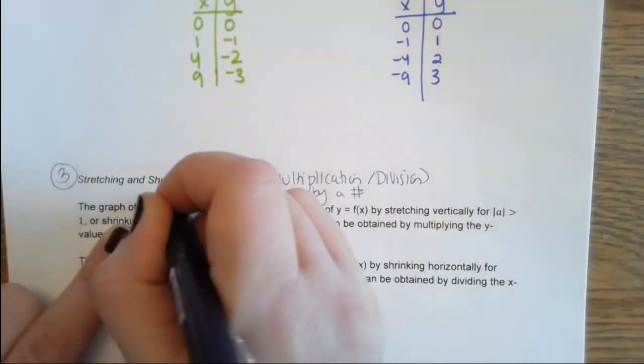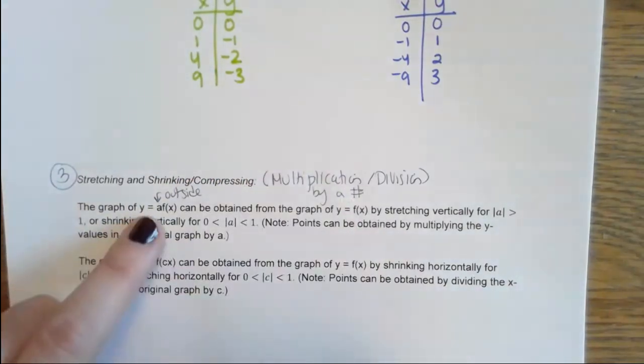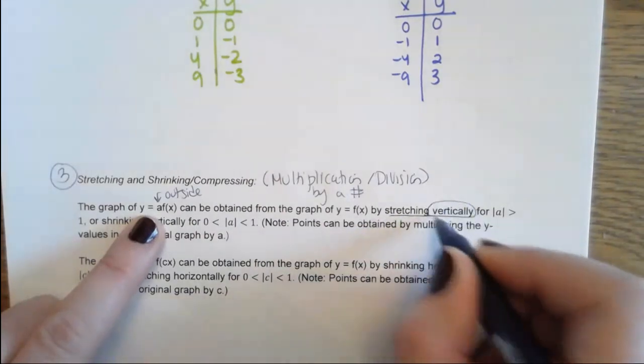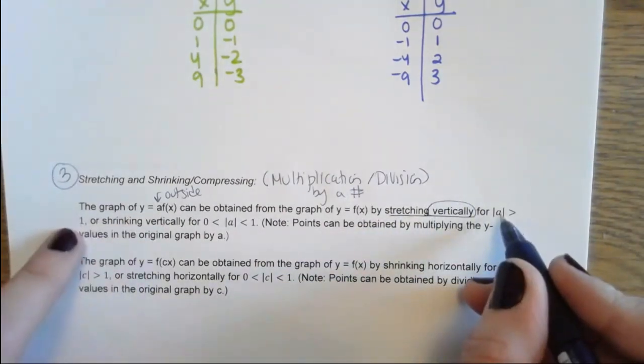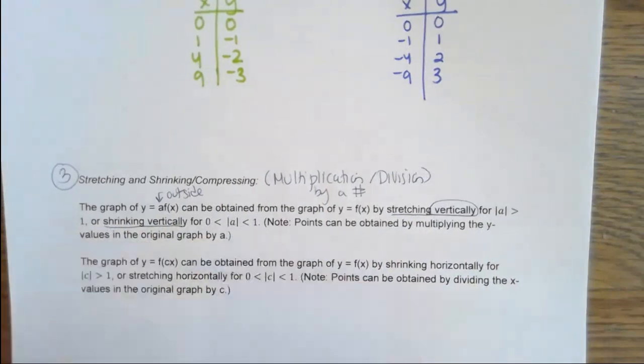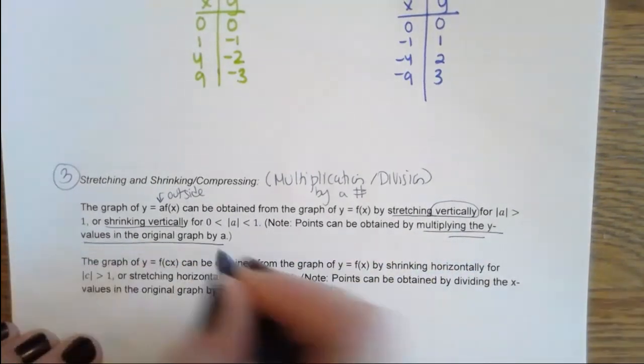You can have, again, outside changes or inside changes. So if the change is on the outside, then what happens is you get a stretch vertically if your A is large, or a shrink vertically if your A is small, so you get a compression. Now, how can you find these? You just multiply your y values by A.